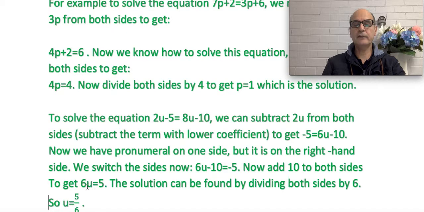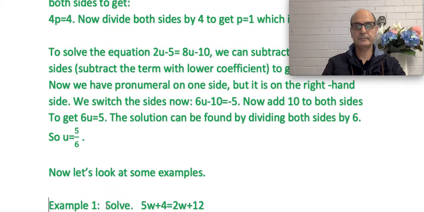Now to solve this, to get to u, divide both sides by 6. So if you divide 6u by 6, you end up with u. And if you divide 5 by 6, you end up with 5 on 6, because you cannot divide 5 by 6 evenly, leave it as a fraction.